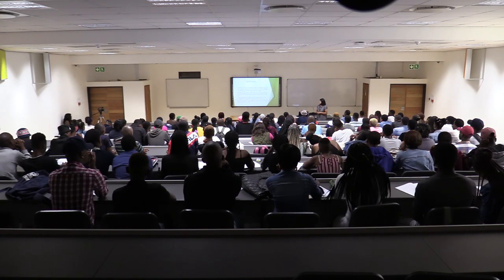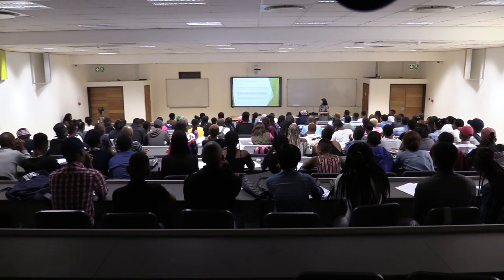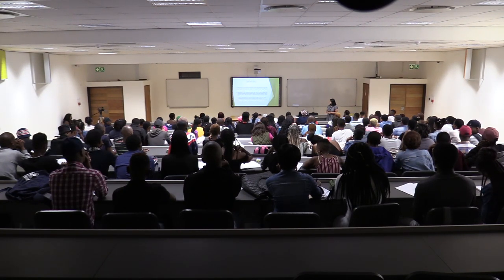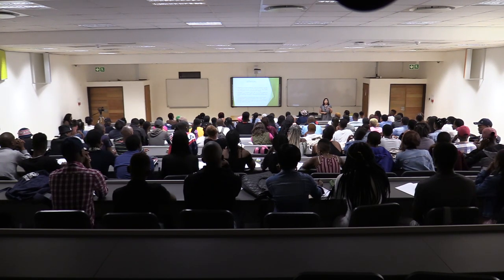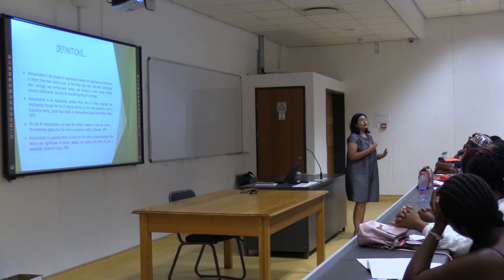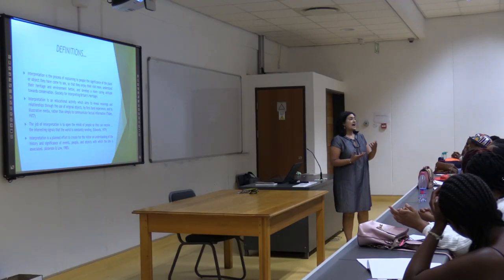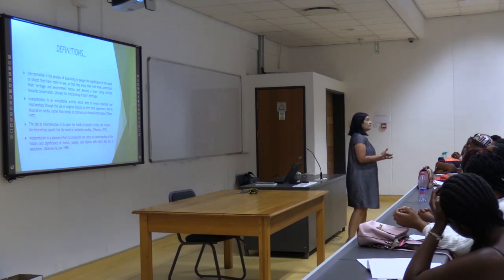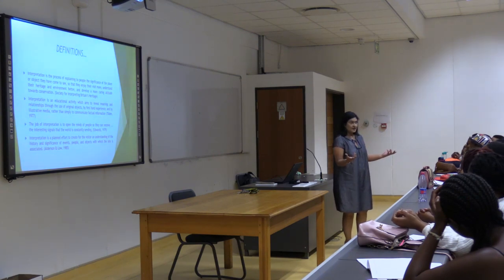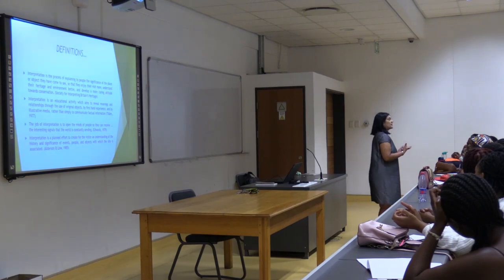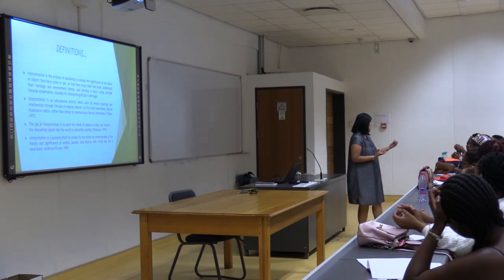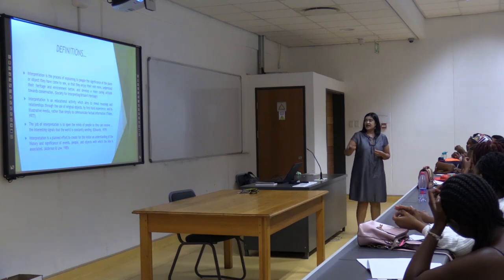Interpretation is a planned effort to create for the visitor an understanding of history, significance of the events, people, and objects in which the site is associated. Like Robben Island. When you visit Robben Island, the narrative is actually told by an ex-prisoner of Robben Island, an ex-political prisoner. So the story already has authenticity, am I right? Credibility, because the story is being told by an ex-political prisoner. So the person has an understanding of the history, has significance, has meaning of the events, and the people and objects which the site is associated with.